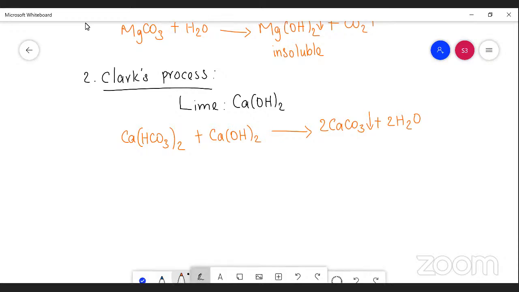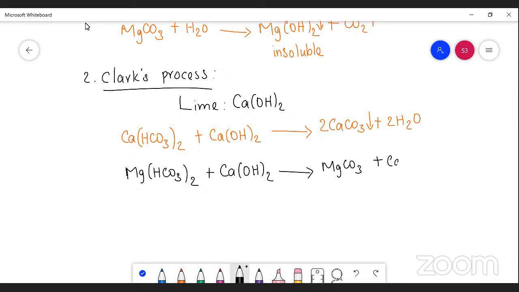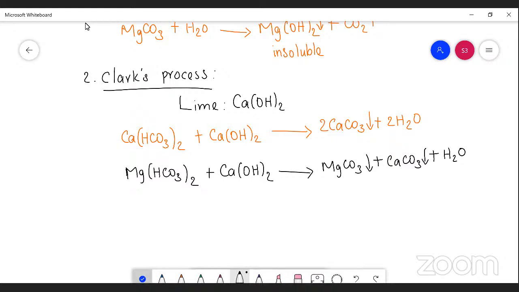In the same way, if you take magnesium bicarbonate, Mg(HCO3)2, it is reacted with lime, Ca(OH)2. Then we get magnesium carbonate, an insoluble product, along with calcium carbonate and water molecules. Here calcium carbonate gets precipitated, magnesium carbonate also gets precipitated, and the precipitate is removed.